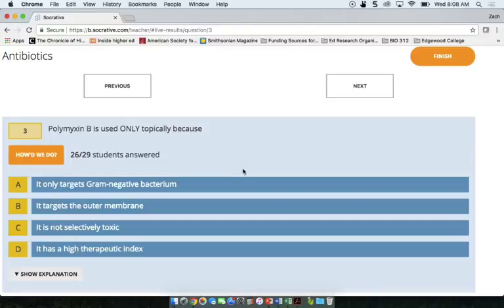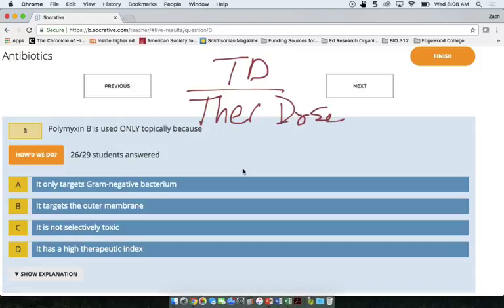Yeah, so it's basically the toxic dose divided by the therapeutic dose, which is equal to the therapeutic index, or chemotherapeutic index. Basically, this is a measurement of how much the amount of drug that you will need to clear an infection is also going to cause somebody to be ill. We want this therapeutic index to be large.